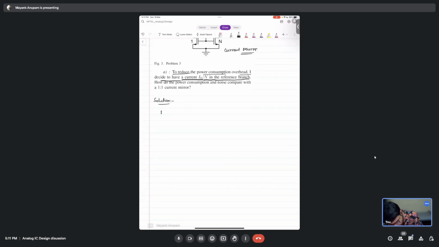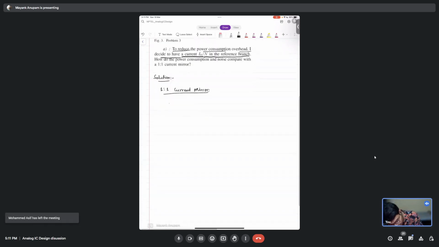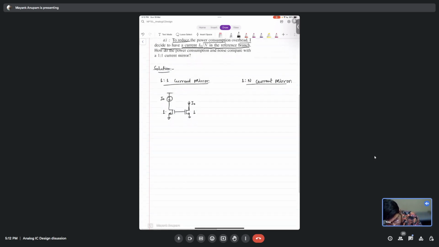We have a 1:1 current mirror, which has this particular situation, which is like this. This is I naught, this is a MOSFET here, another MOSFET here, and the current in this is I naught, right? And this is 1:1, correct? This is a 1:1 current mirror, and we have another 1:n current mirror, which is exactly the same thing.